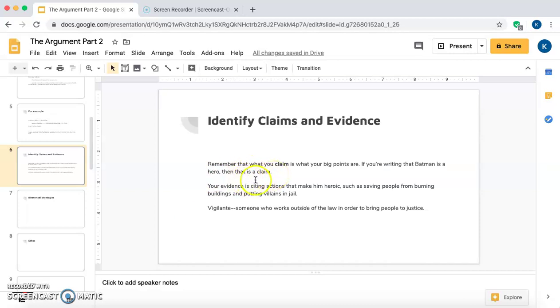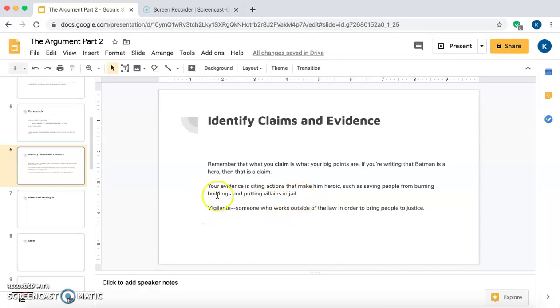Your evidence would be citing actions that make Batman heroic, such as saving people from burning buildings like he does, particularly in The Dark Knight, or how he does ultimately put villains in jail. He always brings the Joker to justice, or Two-Face, or Mr. Freeze, or whoever else he happens to be fighting in that particular comic or cartoon or movie or whatever the case may be. These are things that you can cite. These are stats, examples, illustrations that you can cite in your paper to say that Batman is a hero because these are things that he does.